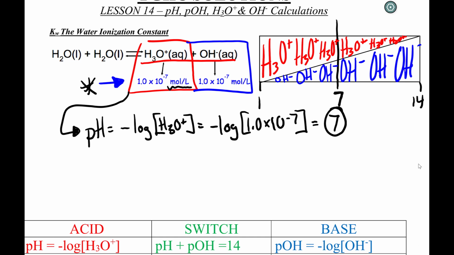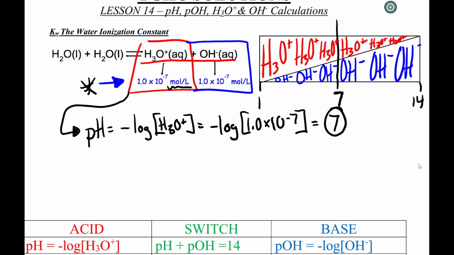7 is neutral. This is where we get the idea of 7 as being the value for neutral. It has nothing to do with somebody liking the number 7. It is literally the negative log of the concentration of hydronium, and that's where it comes from.